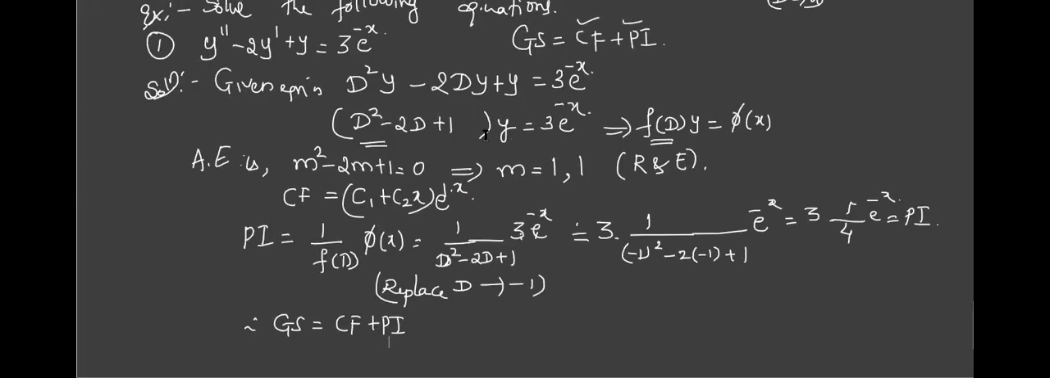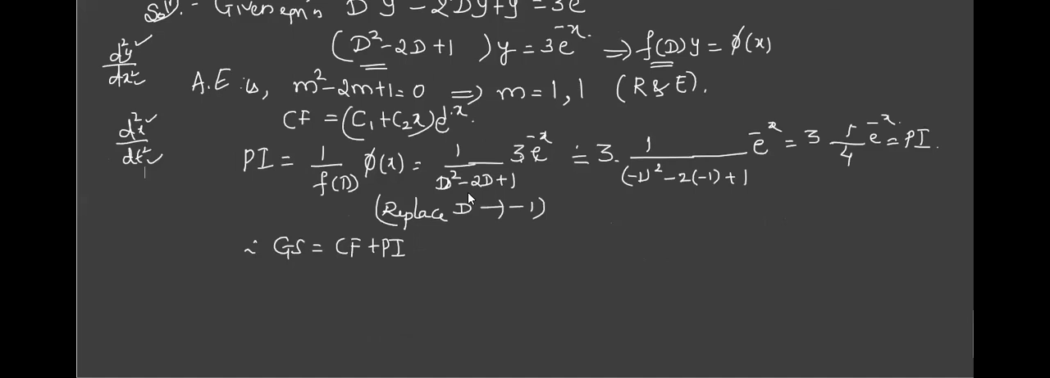For GS, the dependent variable has to be written. Can anybody tell me what the dependent variable is here? This is y double dash, meaning d square y by dx square, so y is dependent and x is independent. Why am I telling you this? Because sometimes they may give it like d square x by dt square. So what is dependent? x. Independent? t. So when you write the last answer, in place of GS, you should write the dependent variable. What is the dependent variable here?